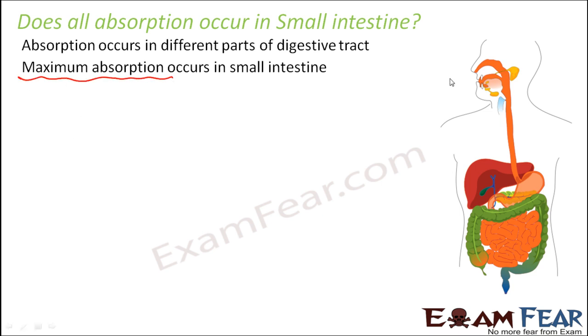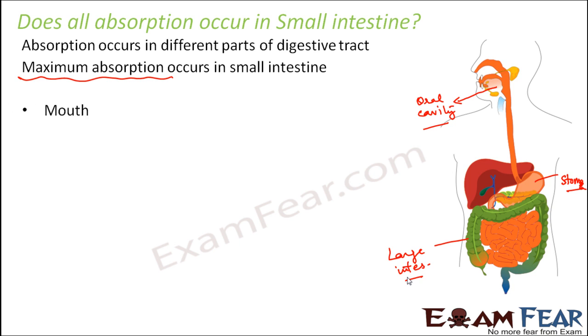So a very little absorption takes place in the oral cavity. A very little absorption again takes place in the stomach. Again, a very small amount of absorption takes place also in the large intestine. But please remember that all these absorptions are very minimum in quantities. And if you talk about the absorption of nutrients specifically, then the nutrient absorption specifically takes place only in the small intestine. So let us see then what type of absorption takes place in oral cavity, stomach and large intestine.